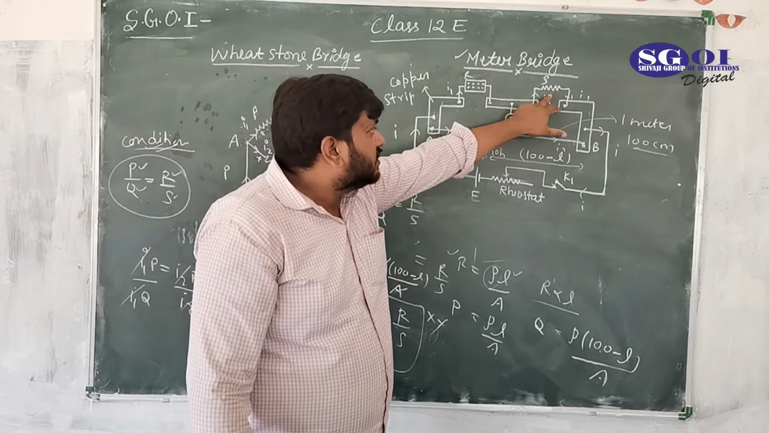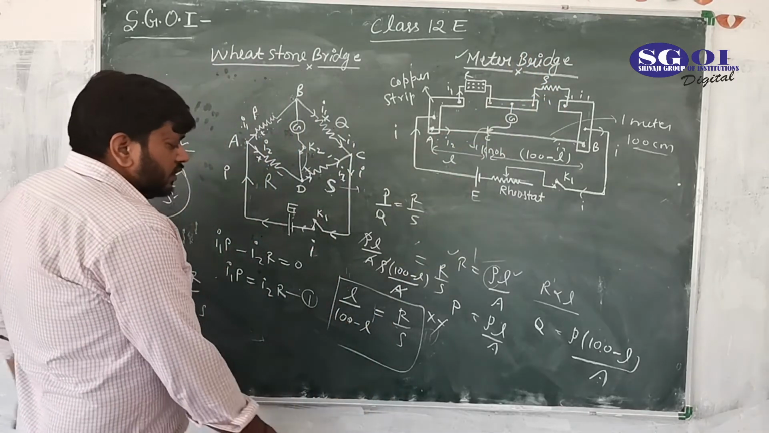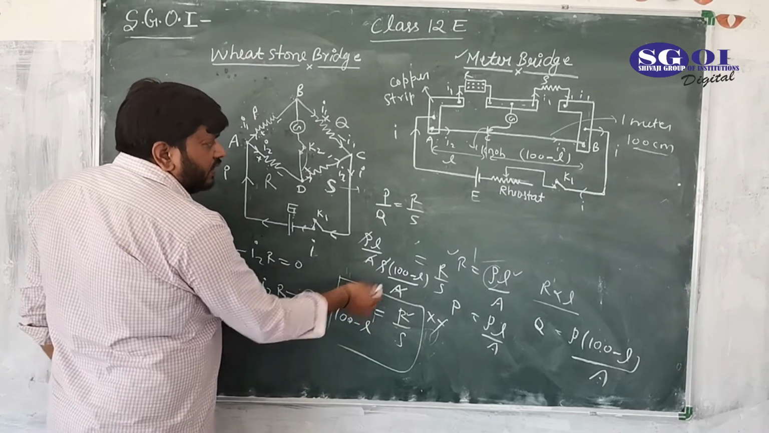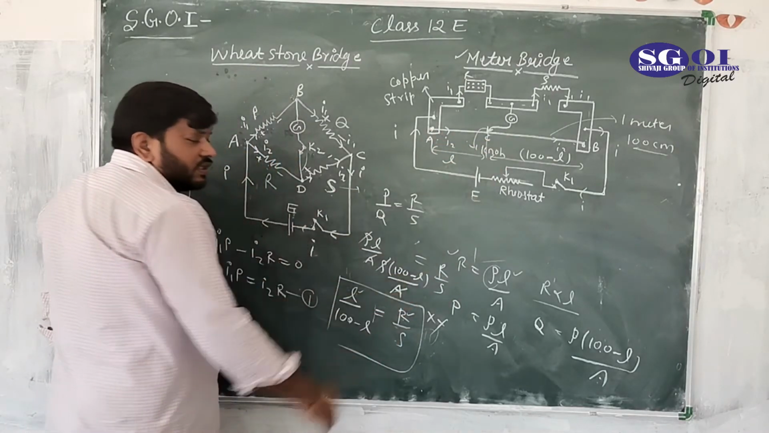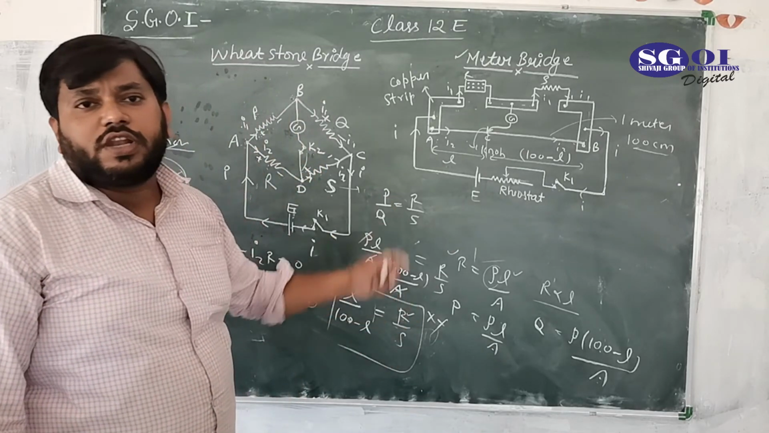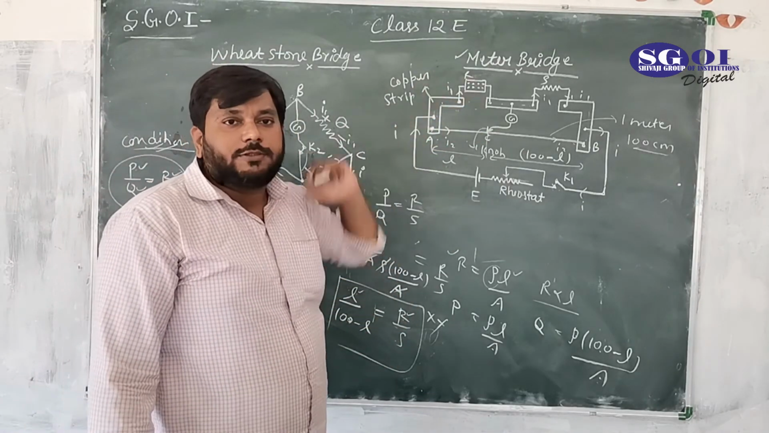So what is left for us? The unknown resistance. So the unknown resistance, this is known. We can read this from the meter scale, and this is also a known value. So the unknown value is to be found out by this particular relationship for the meter bridge.